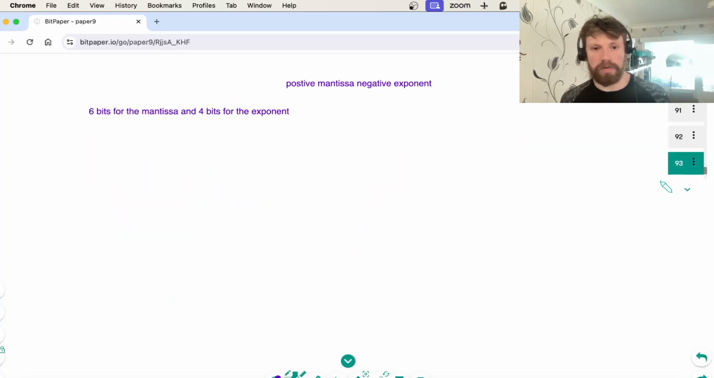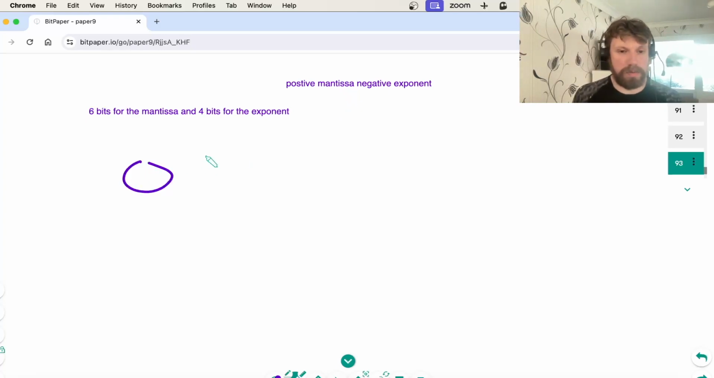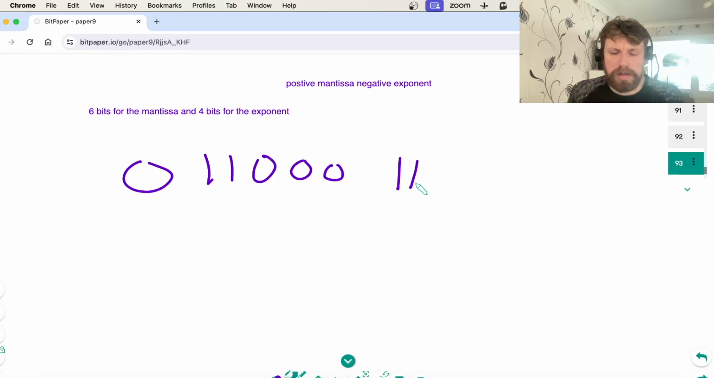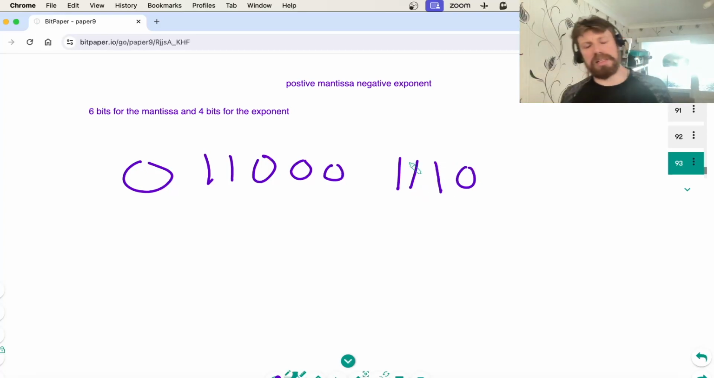The next one is a positive mantissa, negative exponent. Again, I'm just going to pick a random number: 0, 1, 1, 1, and 1, 1, 0, 0. I don't want to give this one too crazy a number, because we'd get a really, really small number, but I'll show you in a second. On this one, we're going to have a 1 at the front, which tells us that it's a negative exponent.